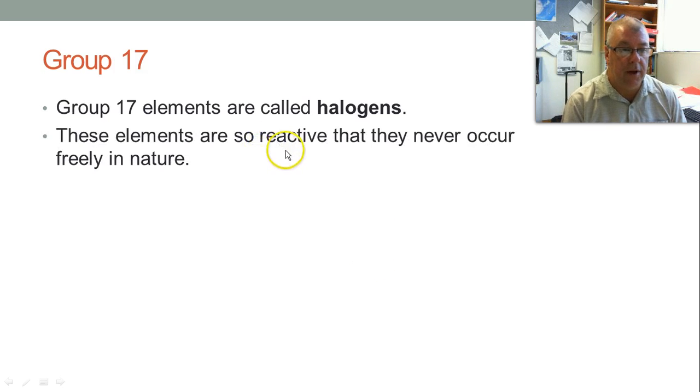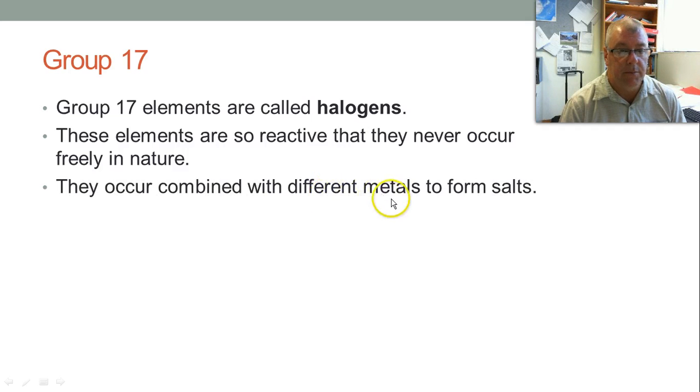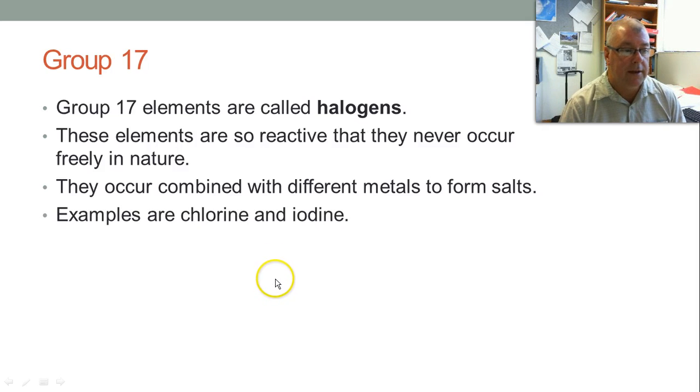These elements are so reactive that they never occur freely in nature, so you have to actually extract them from other things. They're very active because, being group 17, they have 7 electrons in the outer shell, and therefore they want to gain another electron, and they do that by reacting with other things. They often combine with different metals to form salts. Remembering that group 17 is over on the right hand side of the periodic table, so they're going to be non-metals, but they will combine with metals to make salts. Examples are chlorine and iodine.